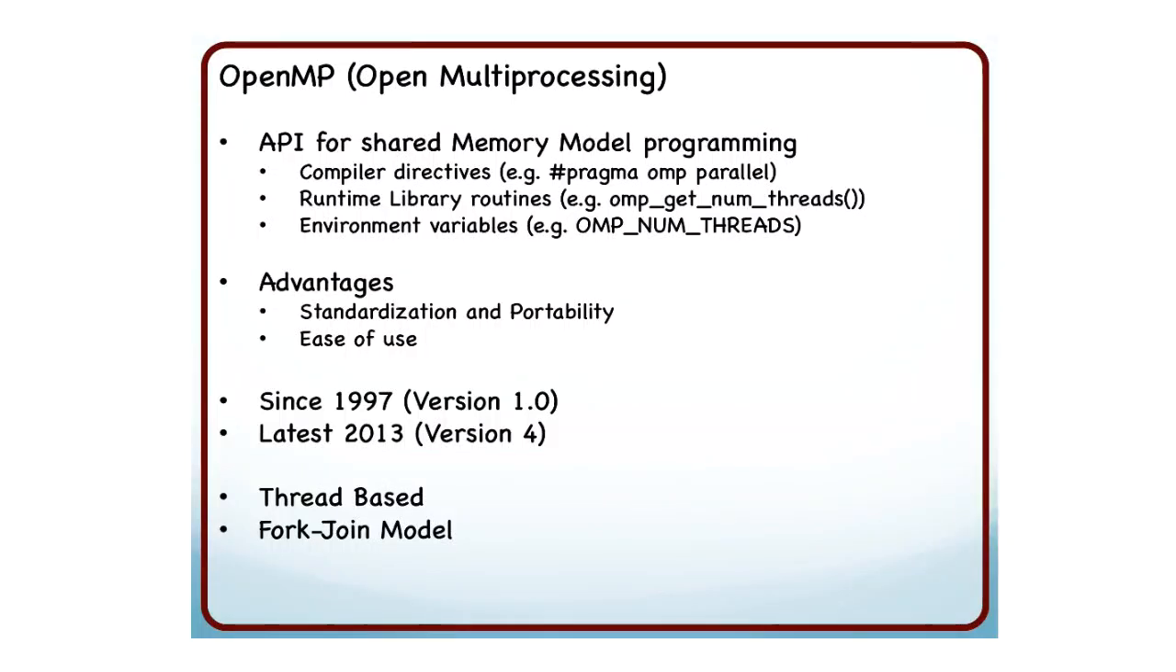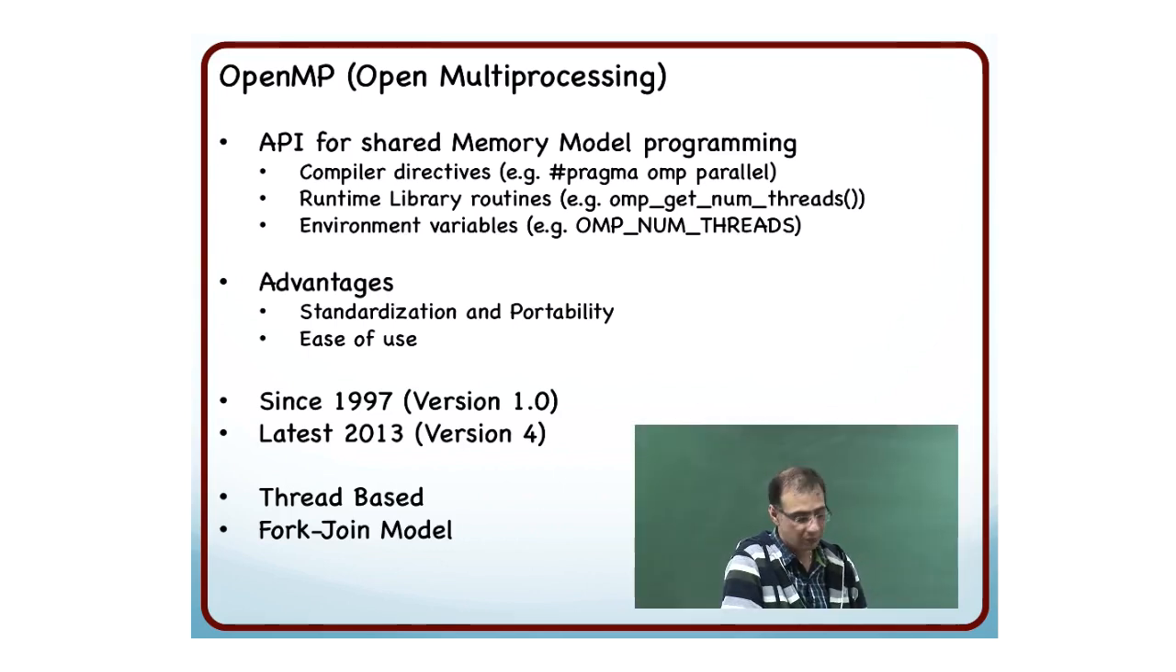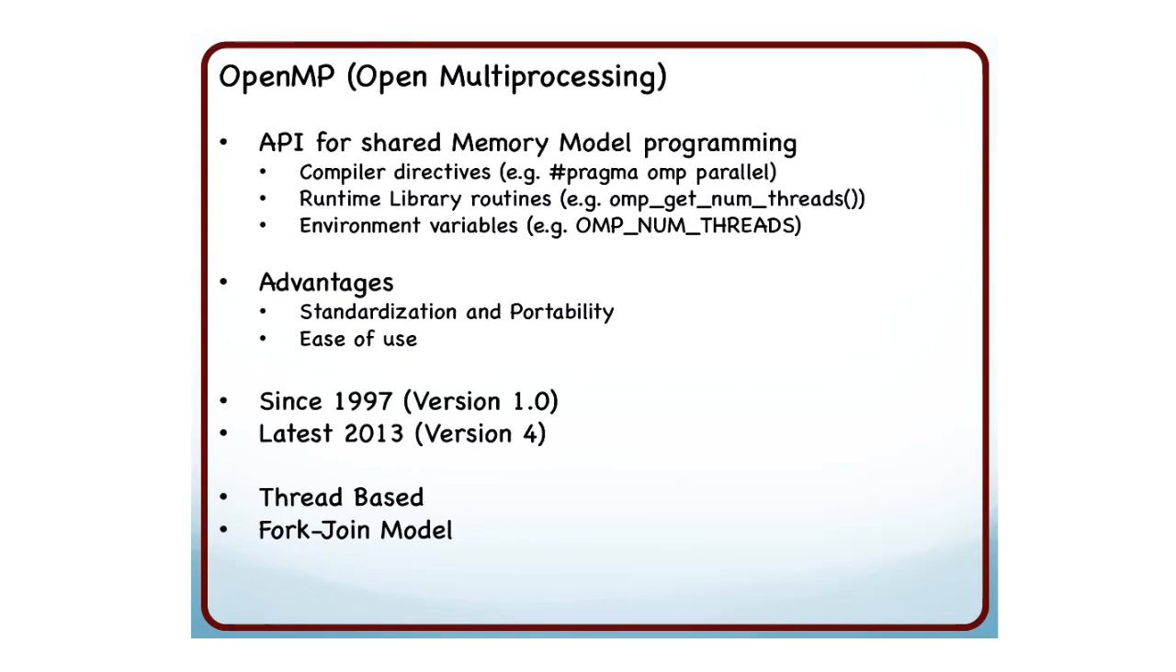So what is OpenMP? It's an application programmer interface for shared memory model programming. It consists of compiler directives. We saw compiler directives. Which one did we see? #pragma omp parallel, when we wanted to define a parallel region, right? These are directives for the compiler. These are picked up by the compiler when you compile the code and replaced with some other code. The compiler figures out what to put over there.